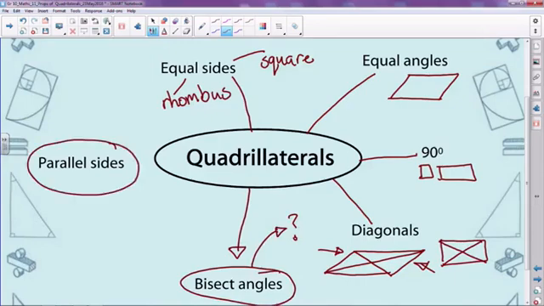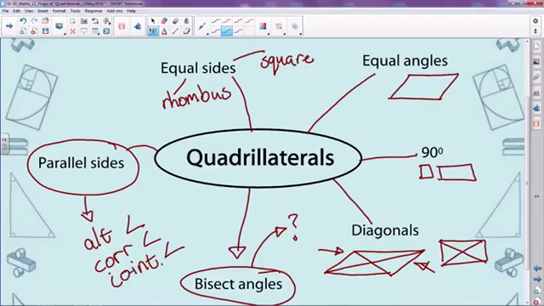And the most important characteristic, I think, are the parallel sides. And the reason why it's most important is because it allows us to use properties like alternate angles, corresponding angles, and co-interior angles to prove different things. Co-interior angles. There we go.